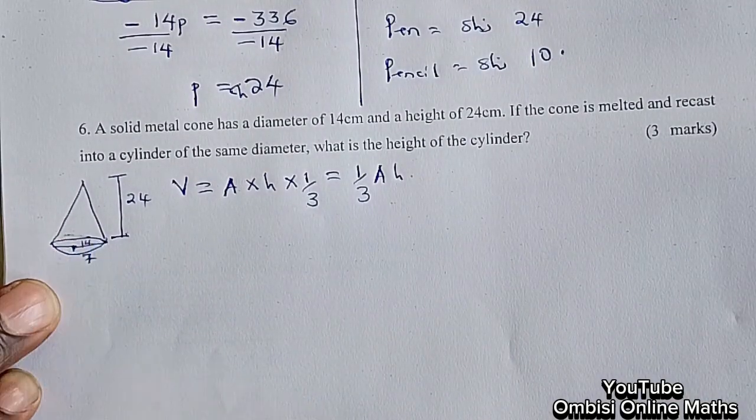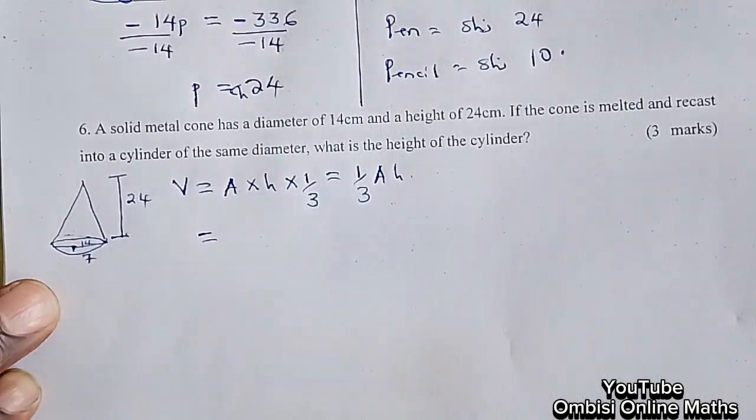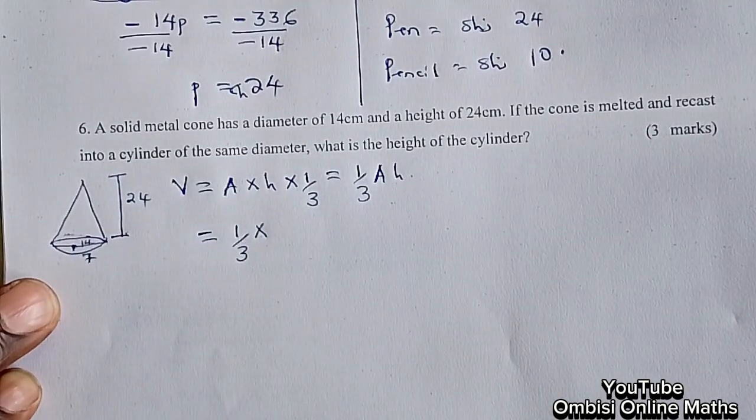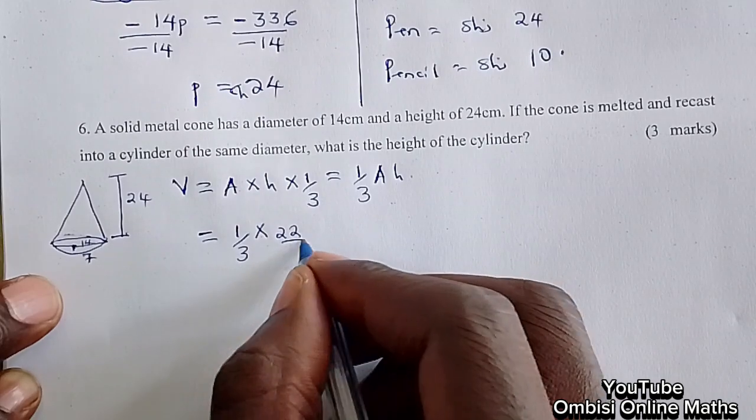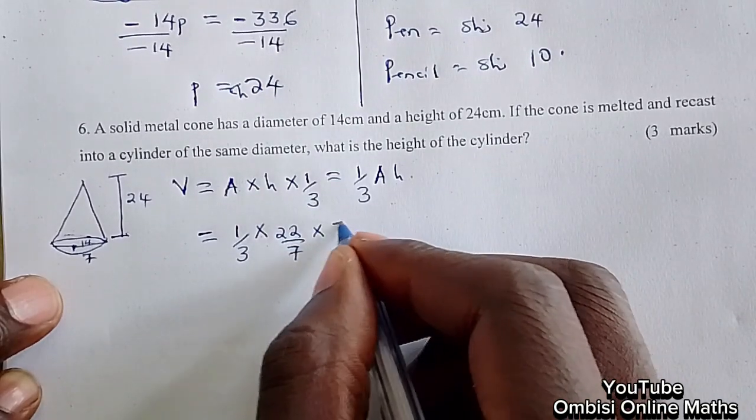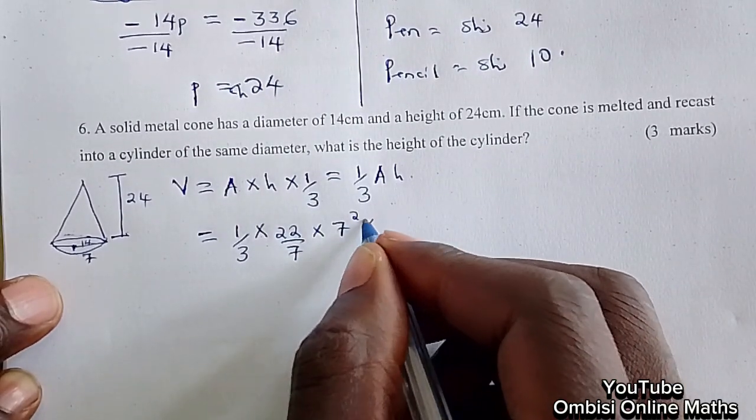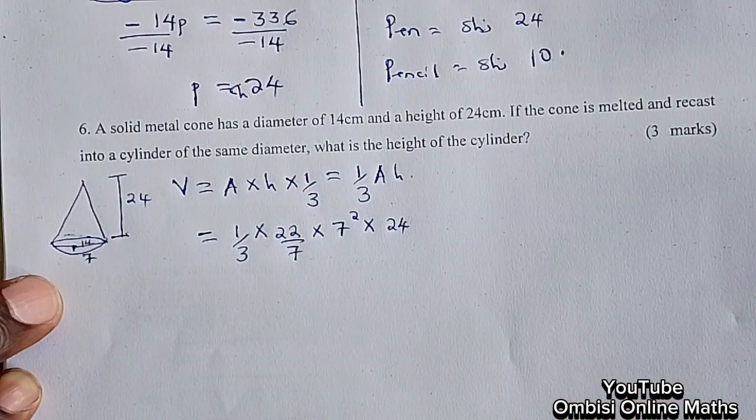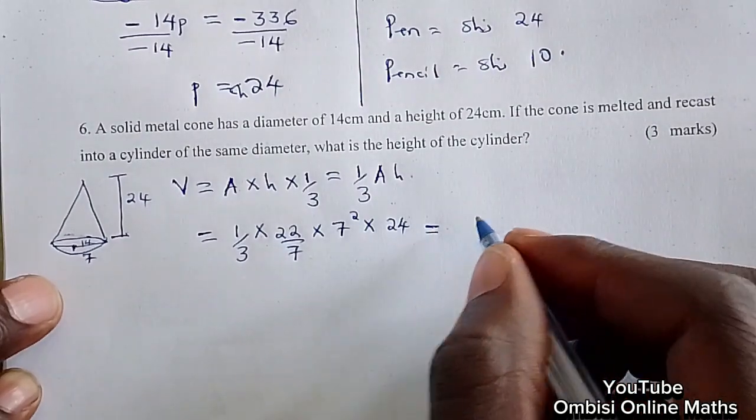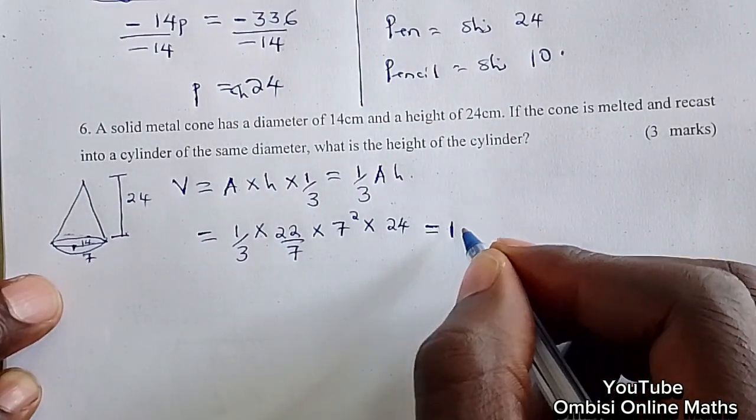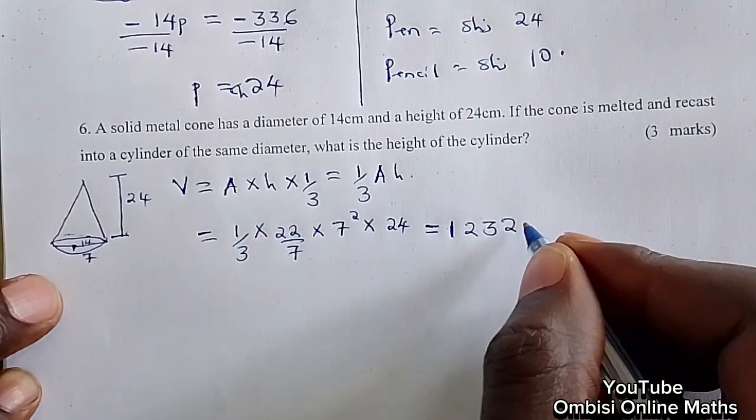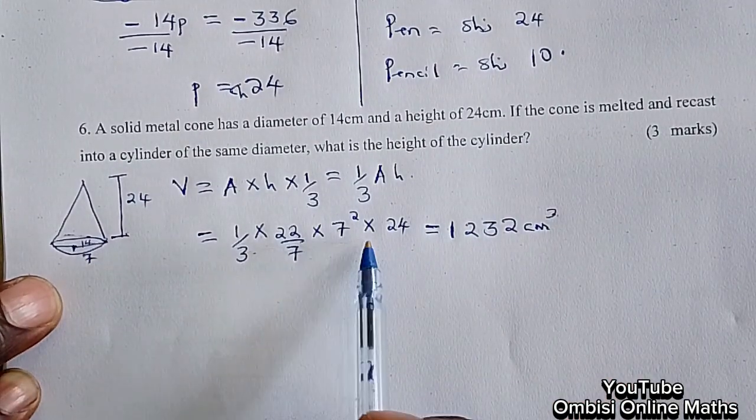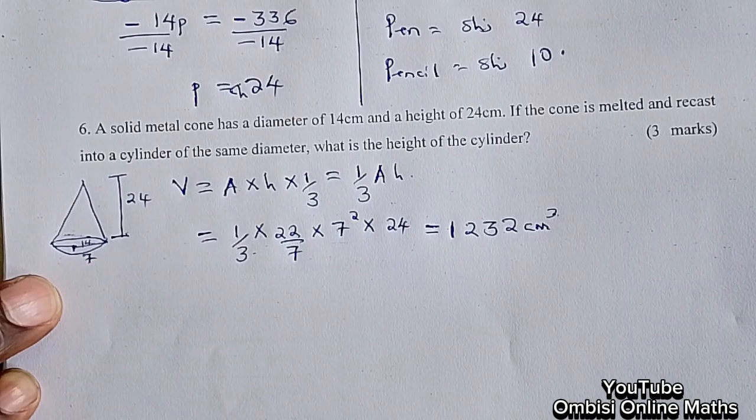Base area is circular. So the volume is going to be a third multiplied by the base area, which is circular, so 22/7 times radius 7 squared, then times height, which is 24. Now, this is going to translate to 1,232 cubic centimeters. By punching this in the calculator directly, it gives us the volume.